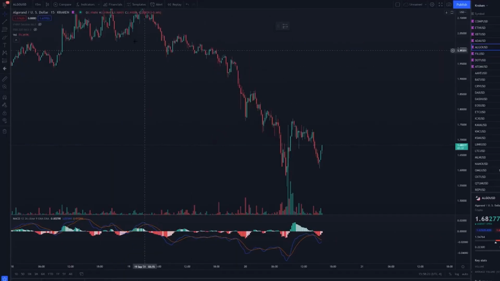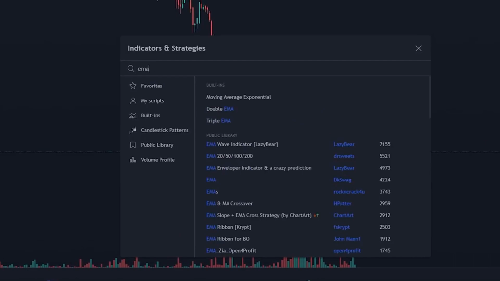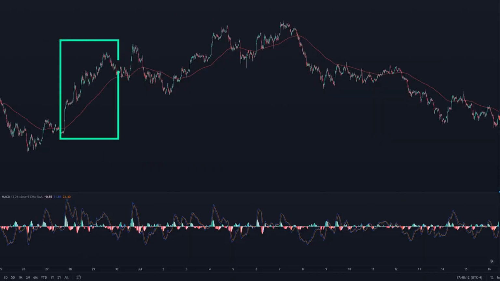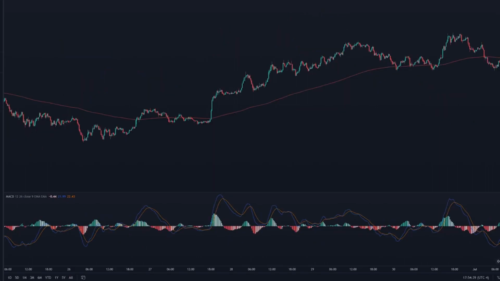So, an easy way to figure out if the market is in an uptrend, you simply just need to add a 200-day moving average. Once we have the indicator added, you will just see a single line. If the price is above that line, the market is in an uptrend. If the price is below that line, the market is in a downtrend.